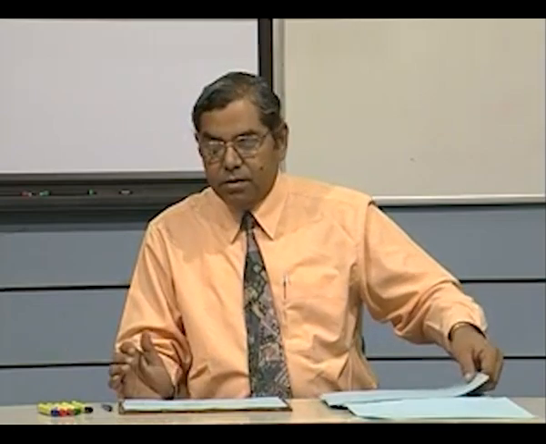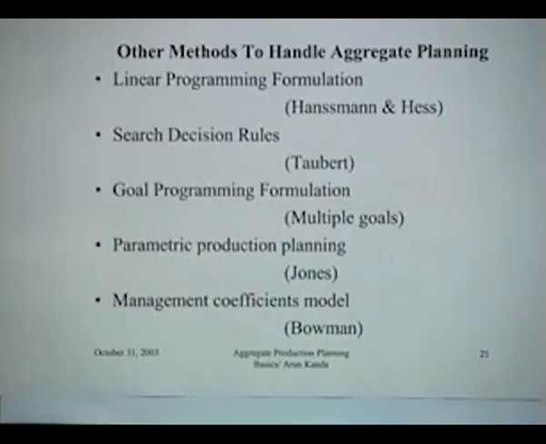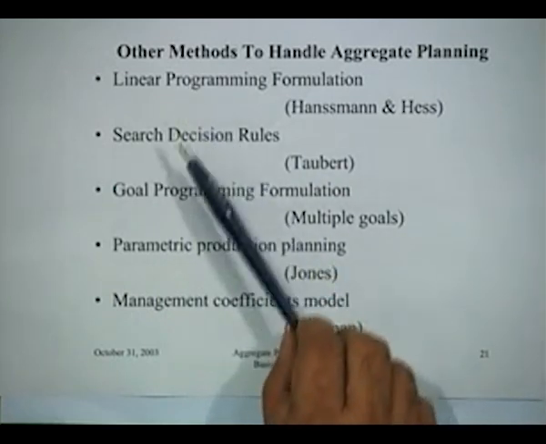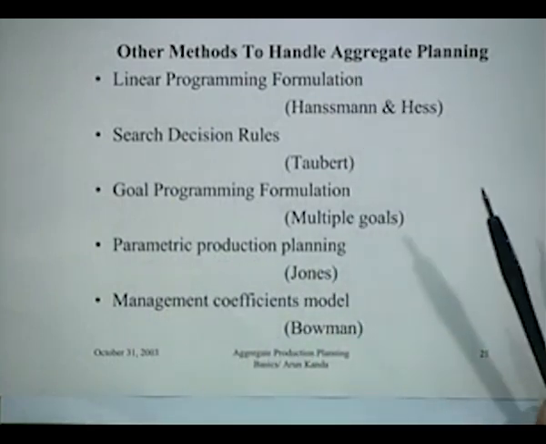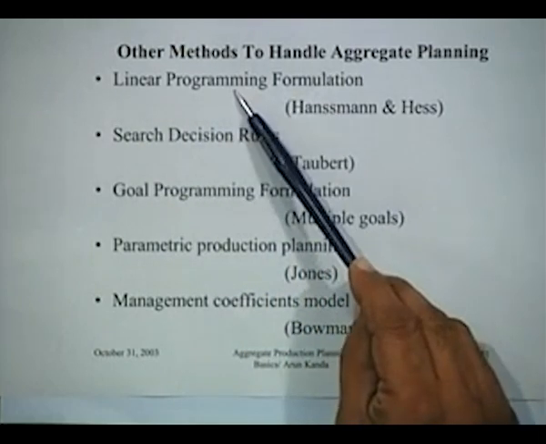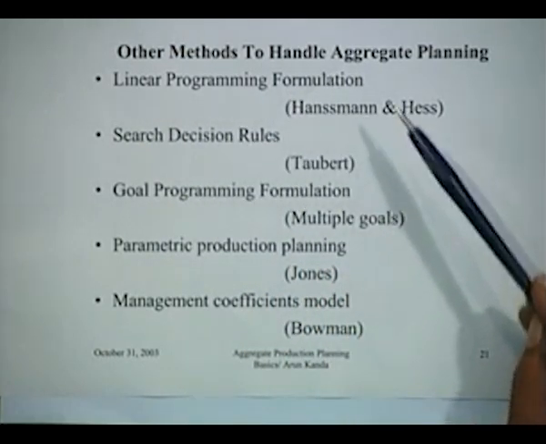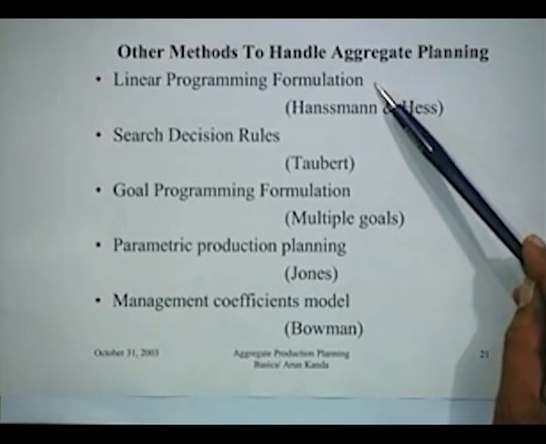There are a number of other methods to handle aggregate production planning. These are some of the models which are available in the literature for solving aggregate production planning problems of this type. A very common formulation is a linear programming formulation. If the costs are linear, you can easily write down an LP to represent the costs and the various constraints. What would be the constraints?